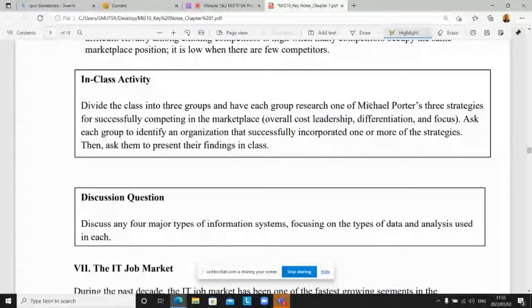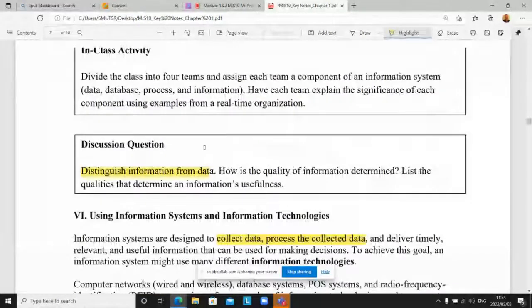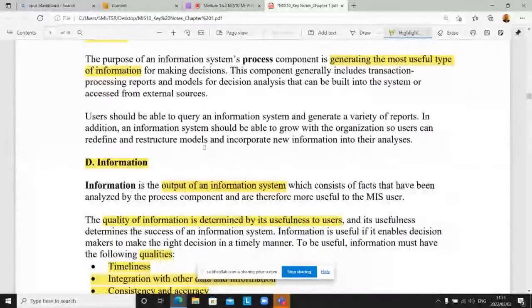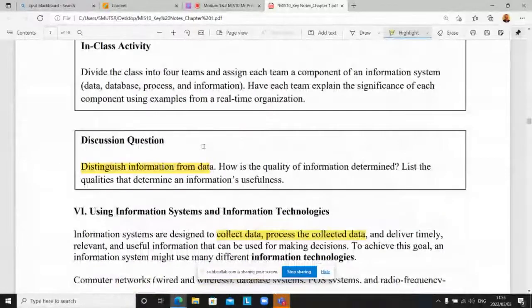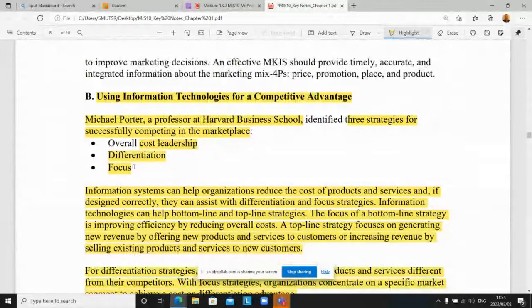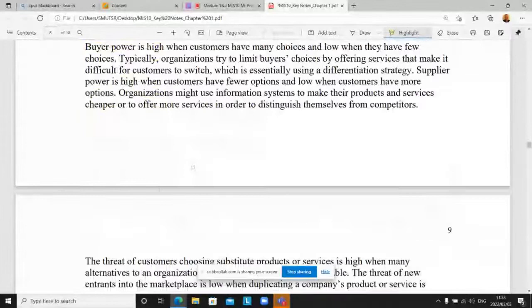So be aware. Michael Porter has 3 strategies and a 5-force model. He's got 2 things. If you go back in the notes, the 5-force model we've just covered. What are the 3 strategies? We can go back and have a look. Cost leadership, differentiation, focus. And then he's got the Porter's 5-force model. So Porter has 2 things.